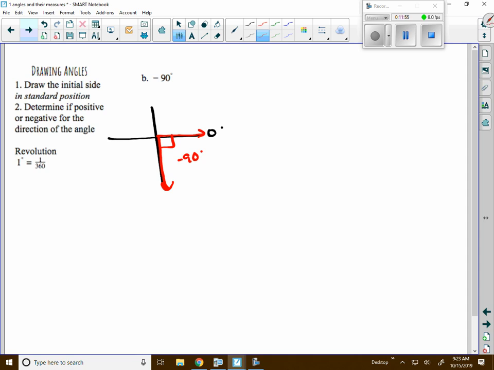All right, was this positive or negative? It was definitely negative. When we drew the angle, we went down, right? We went clockwise.